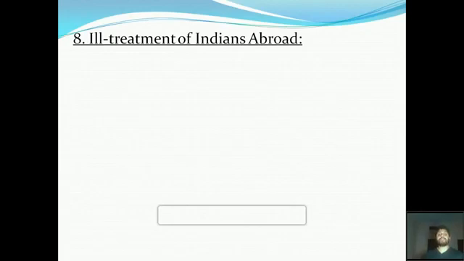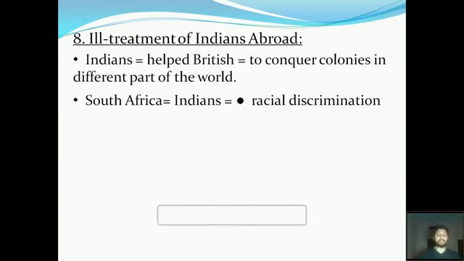And some of the examples are like what was happening in Africa when Mahatma Gandhi was there. We will see some of the points with regard to that. Indians helped the British to conquer colonies in different parts of the world. You might be thinking how it is possible.